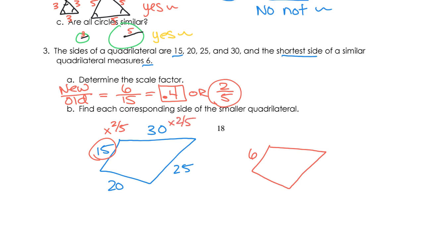If we take our scale factor and multiply all of our sides by 2/5 or 0.4, we will get our new sides. So 20 times 2/5 gives the side here of 8. 25 times 2/5 gives us our new side of 10. And 30 times 2/5 gives us our side of 12. Now we have all the new sides of our similar quadrilateral. If they wanted to, they could ask us to find the perimeter of our new one, and we would just add up our 4 sides.